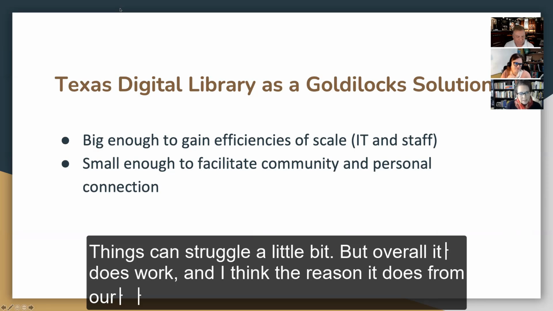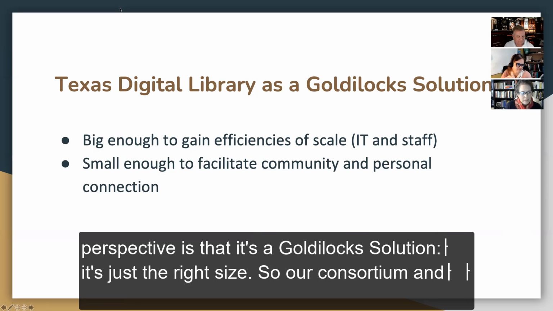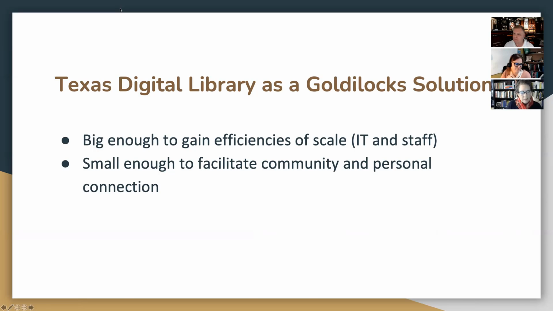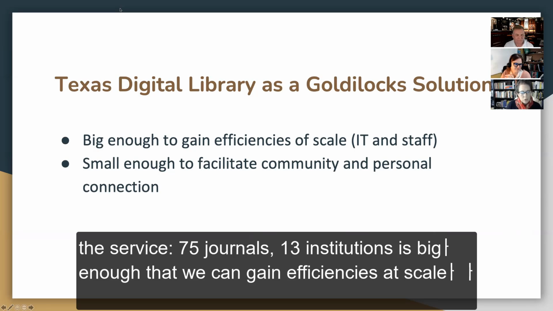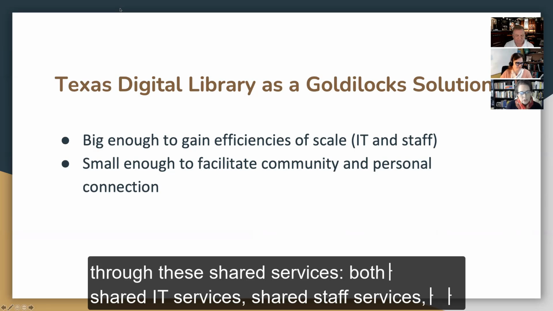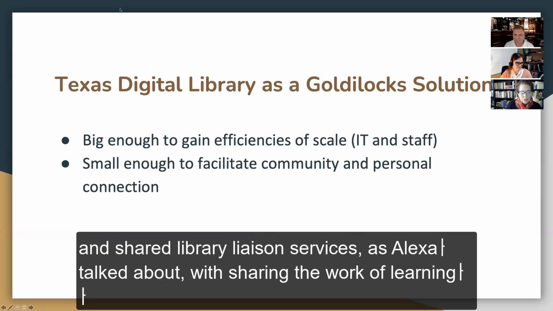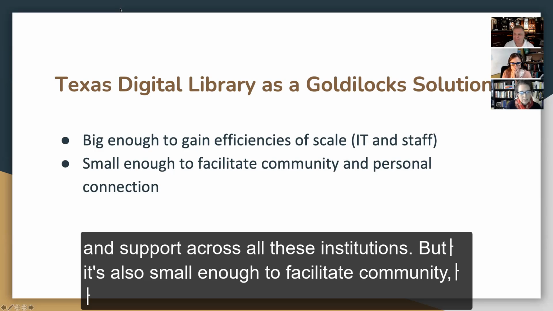I think the reason it does, from our perspective, is that it's a Goldilocks solution. It's just the right size. Our consortium and the service, 75 journals, 13 institutions, is big enough that we can gain efficiencies at scale through these shared services, both shared IT services, shared staff services, and shared library liaison services, as Alexa talked about, sharing the work of learning and support across all these institutions.